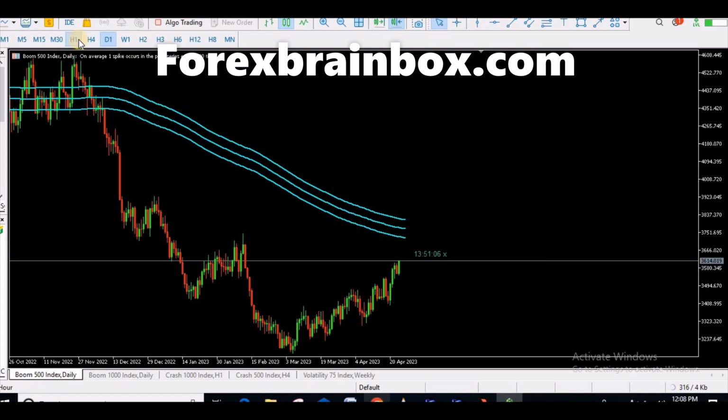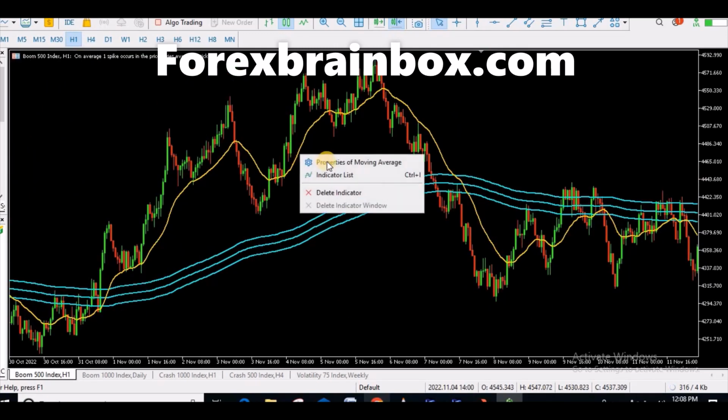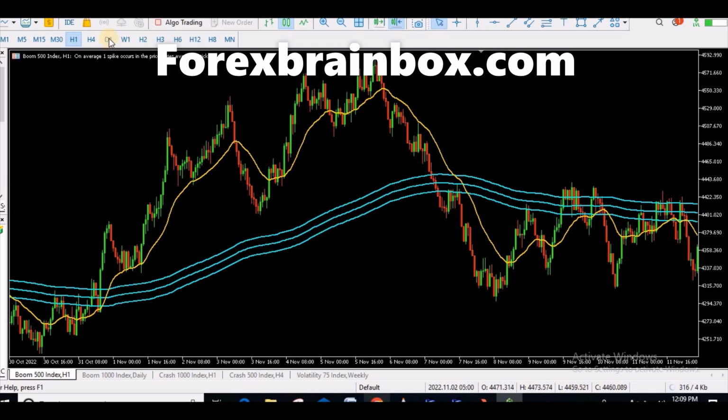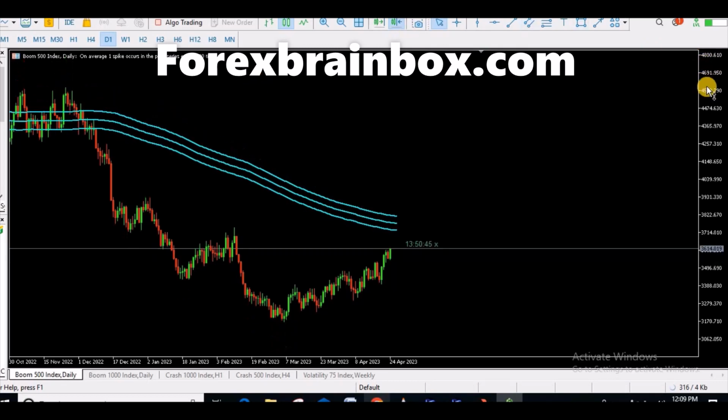Then on your 1 hour, another indicator appears and joins this one. This is a moving average 21, method exponential, apply to close, shift 1, and I'm going to tell you how this thing works. But before I do that, I want to talk about very important things, because if I don't tell you how this price action works, the indicator will be of no use to you. So let us go.